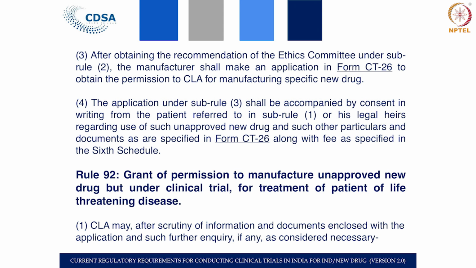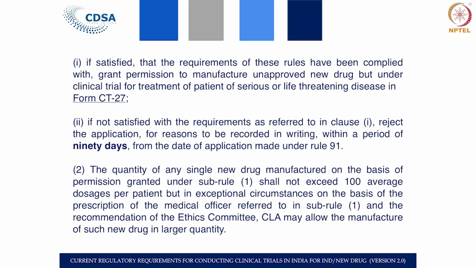After obtaining the recommendation of the ethics committee and the consent of the patient or his legal heirs, the manufacturer can make an application in form CT 26 to obtain permission for the specific drug, which is also quantity specific. The application shall be accompanied by this written consent from the patient or from his legal heirs, and also the necessary recommendation of the ethics committee, and the fees are prescribed in the 6th schedule. Once the permission is granted, it is granted in form CT 27 under rule 92.